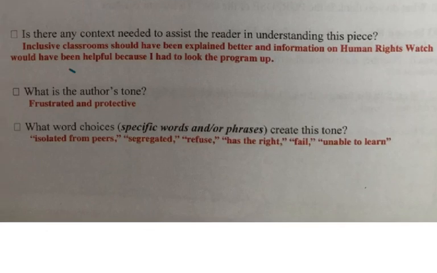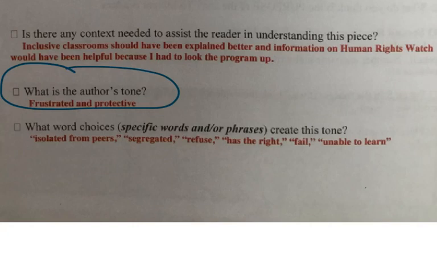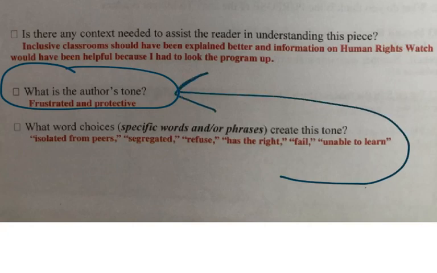I'm going to go ahead and talk about this one. The author's tone, I definitely felt that the author was frustrated. I felt that she was protective, especially since she has been through this experience herself. When you have to prove tone, you have to go back into the article and find words that show she was frustrated. So the words like when she talked about the students being isolated, that upset her. When she talked about being segregated and pushed off to the side, that was frustrating for her. The fact that some schools refuse students with disabilities, again, frustrated.